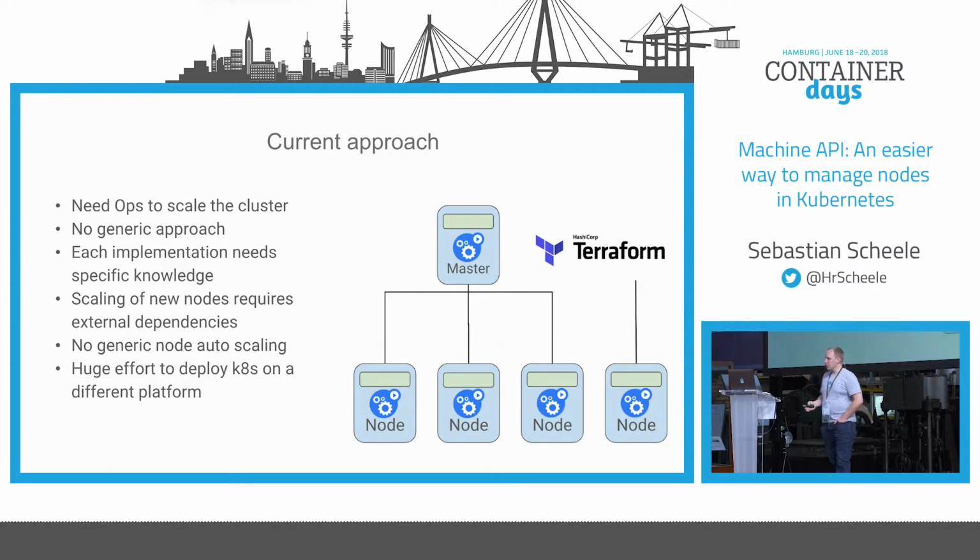So it's also hard to build a generic autoscaler, because currently the node autoscaler is integrated with the Google or AWS instance groups, and there's no generalized concept. And if you want to migrate from one platform to another, it's mostly a huge effort to rebuild things and to transform your setup to a new platform.